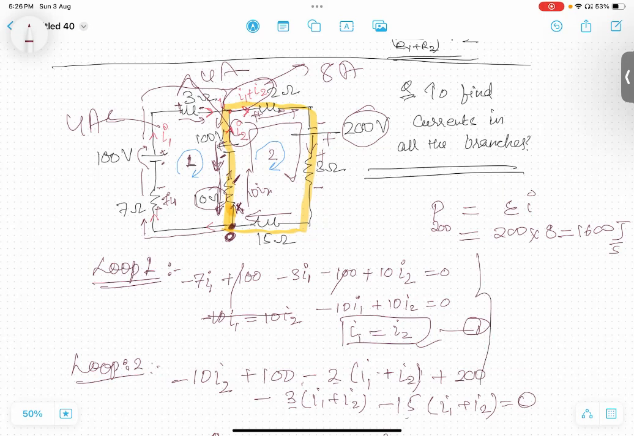What is the power dissipated by this resistor 10 ohm? The power dissipated by 10 ohm resistor is I square R, where I is the current through the 10 ohm resistor. What is the current through 10 ohm? It is 4 ampere. So 4 square into 10. The power dissipated by the resistor: 4 square is 16, so 160 joules per second is the power dissipated by the 10 ohm resistor.